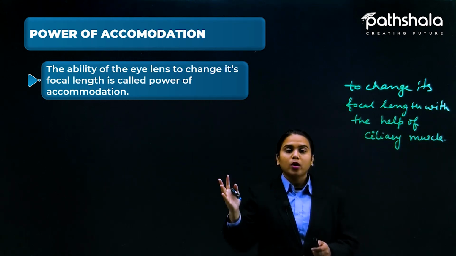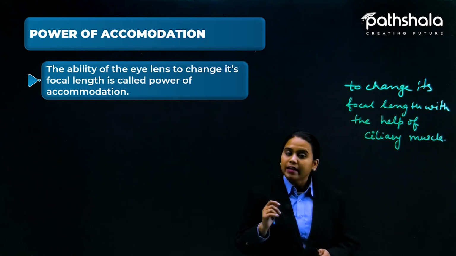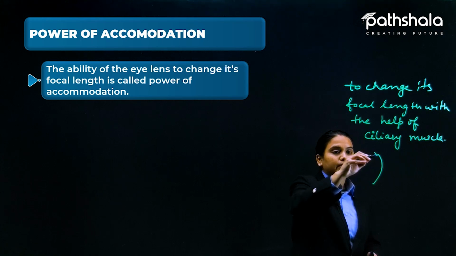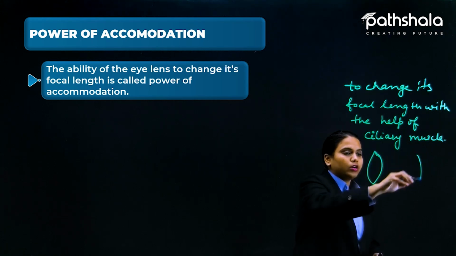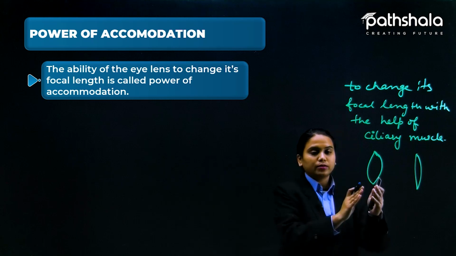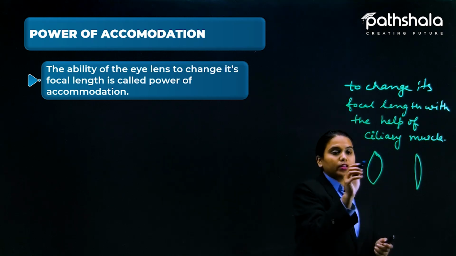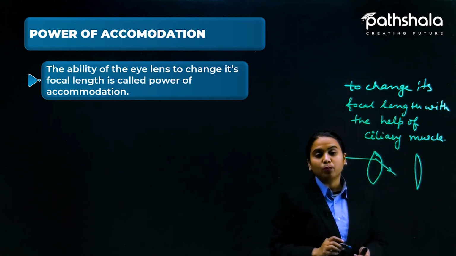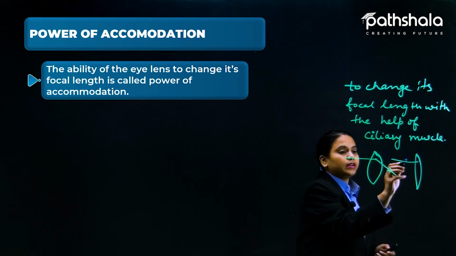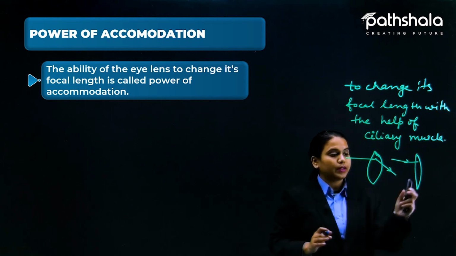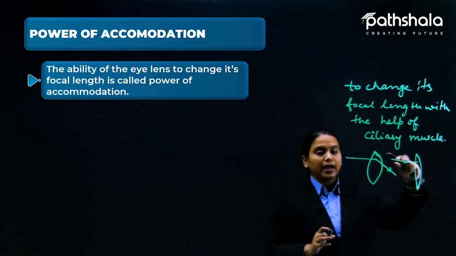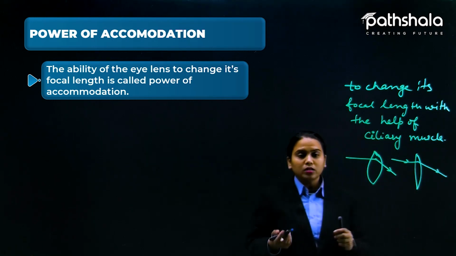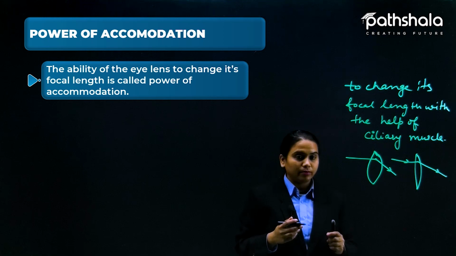This is the power of accommodation, and you know how it works. It is making its shape broader or thinner. When it gets broader, the light can divert and bend more. And when the lens is thin, then the light coming in has to focus a little farther because it is not going to bend that much.